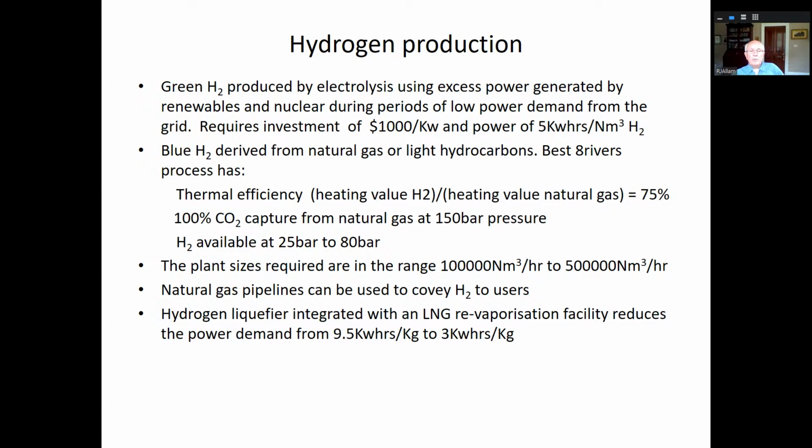The plant is very compact and can be built in modular form. The plant sizes required for these new applications will be very large, in the range of 100,000 to 500,000 normal meter cube per hour. The important point is we can use natural gas pipelines to convey hydrogen to users, but we can't convey quite as much thermal energy in the form of hydrogen compared to natural gas. But it's not bad. I think it's about 70%.